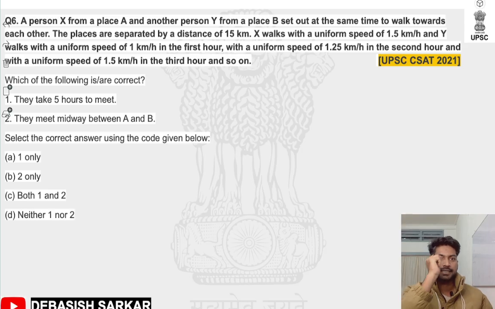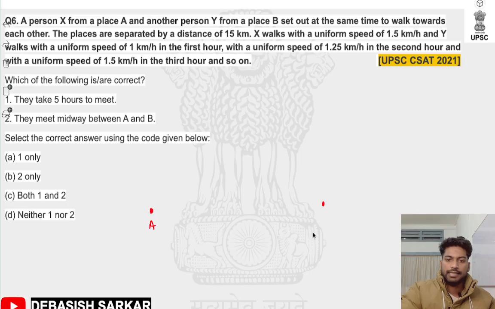A person X from a place A and another person Y from a place B. Okay, so देखो यहाँ पे, there is a place A and another there is a place B. So this is the place A and this is the place B, and there is a distance of 15 kilometers. And from here X is walking, from here Y is walking towards each other. इस side जा रहा है and that man is coming this side.